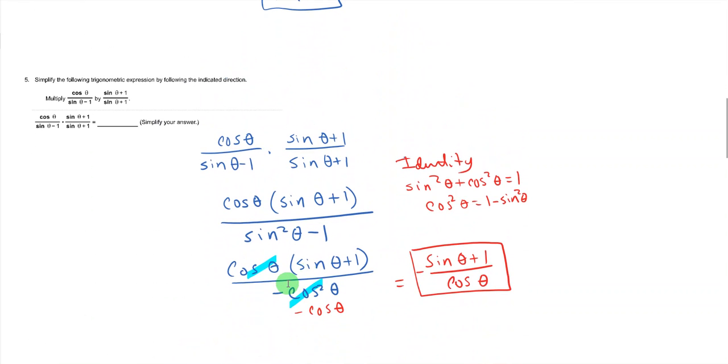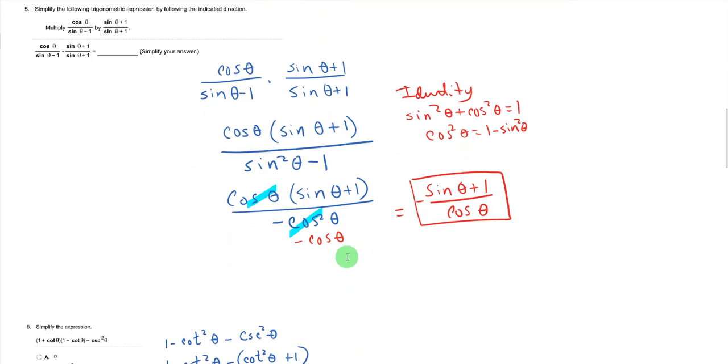All right, multiply the following expression by following the indicated direction. So it says take this and multiply by this. So I wrote down cosine theta over sine theta minus 1 times, and that's what they told me to multiply. Now, if we do that, on the top, we've got cosine theta times sine theta plus 1. And then we've got sine squared theta minus 1. That's like foiling that, all right?